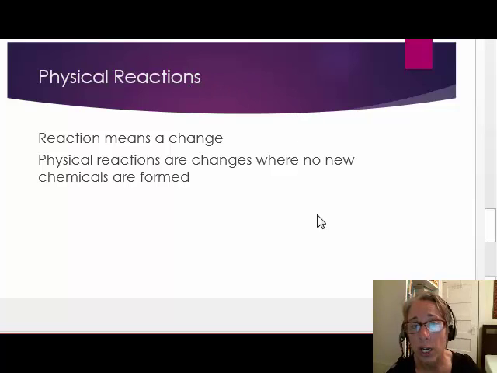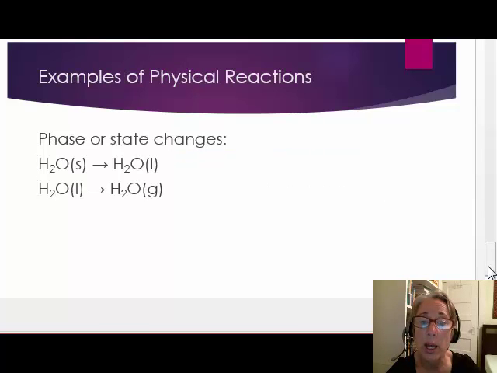In the language of chemistry, the word reaction means change. Physical reactions are changes where no new chemicals are formed. Some physical reactions that are important to chemists include state changes, such as melting, or solid to liquid, or boiling, or liquid to gas. When a pure substance melts or boils, it doesn't change its composition or form a new chemical. It just changes its state, what the molecules are doing.